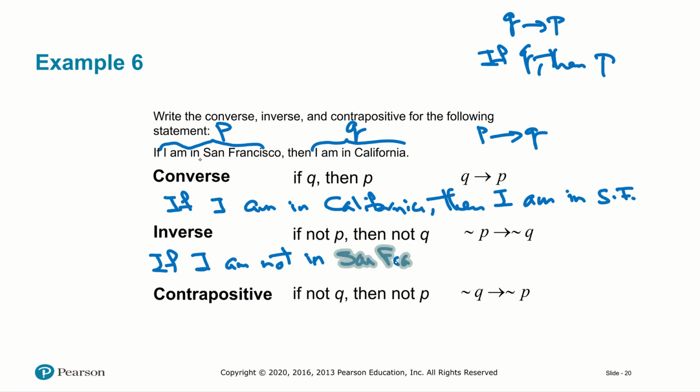Actually, let me just be lazy here. If I'm not in SF, then not Q. Q is I'm in California. So what's not Q going to be? I'm not in California.